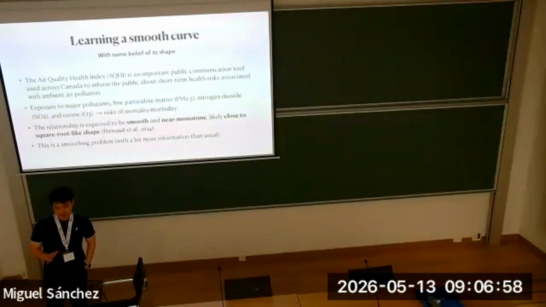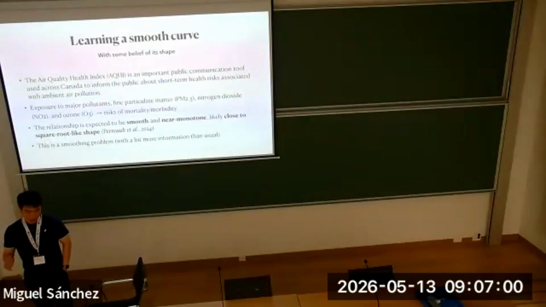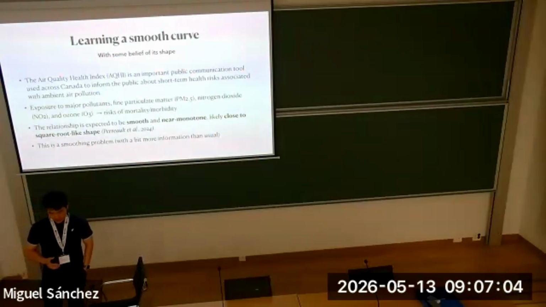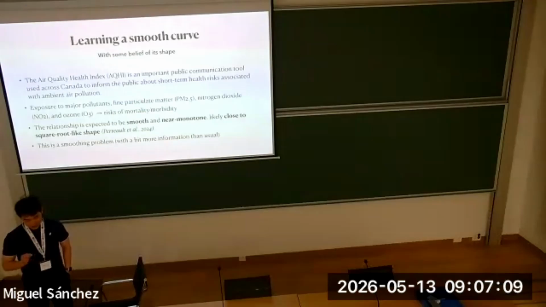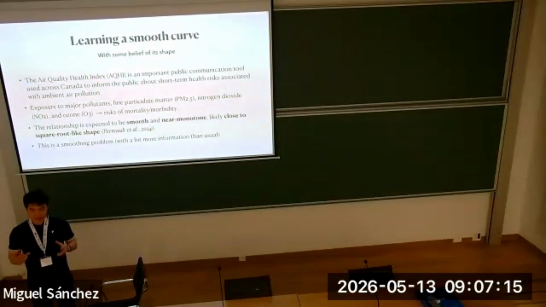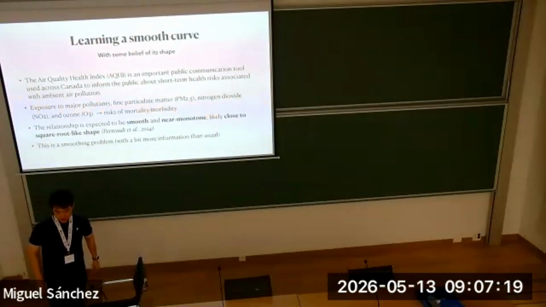This is a smoothing problem we are dealing with because we want to learn the unknown curve from a bunch of data. Compared to traditional smoothing, we have a little more information than usual. We have some information about the shape, and often we know a little bit about how the curve behaves at certain important reference points.